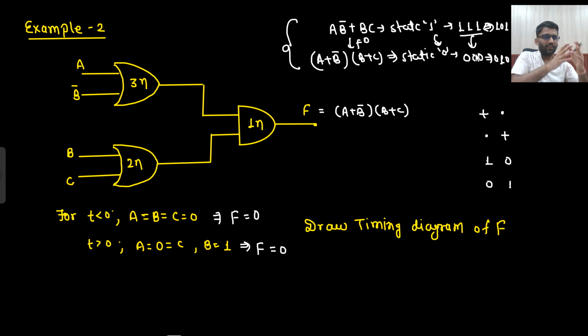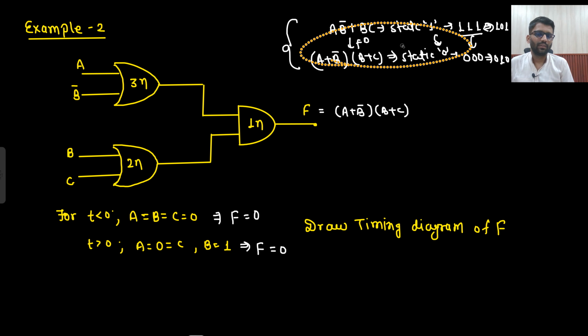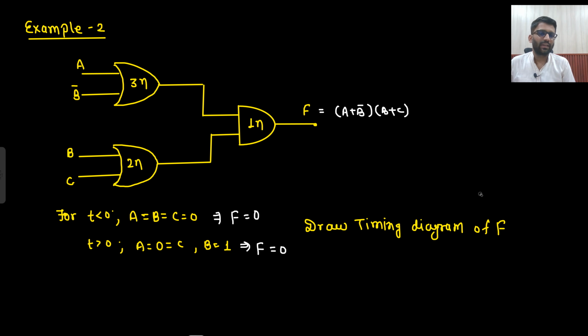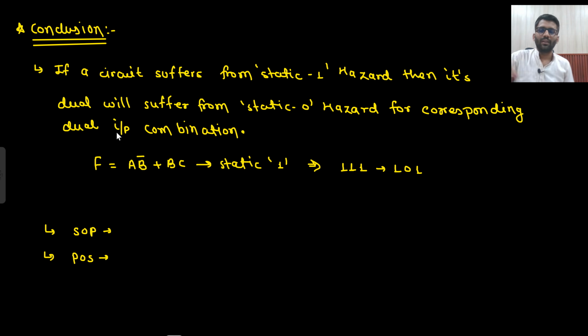111 to 101. Basically, I was changing my input from 111 to 101. So in the dual circuit, the input should change from 000 to 010. Do you agree to this point or not? We can observe here. So this is the conclusion, right? These kind of questions can come for 1 mark in true or false. Basically, they will state 4 statements and ask true or false. So if a circuit is suffering from static 1 hazard, then its dual will also suffer from static 0 hazard, but with the condition that the corresponding dual input combination should be there.